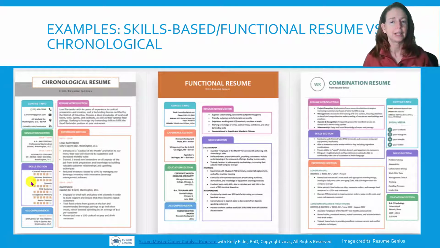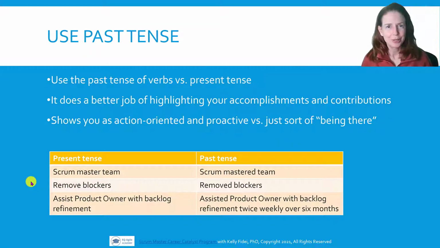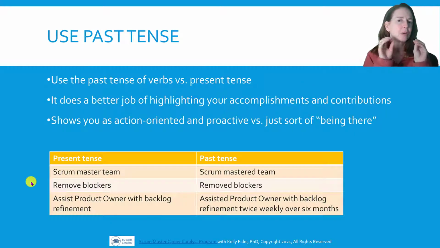And remember, there's a downloadable template of a resume for a Scrum Master functional format that has Scrum Master skills in the materials section of this course. For your language on your resume, that's important. You want to grab people's attention and show your accomplishments. So it's things that you accomplished. So that's why I recommend using the past tense of verbs, because it shows your contributions and it shows you as really action-oriented and proactive versus just sort of happening to be there.